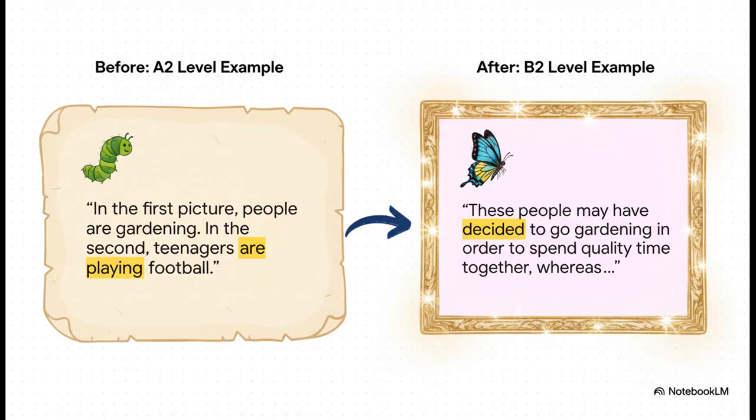And this example makes the difference crystal clear. The before is just a simple A2 level statement of fact. But look at the after. It completely transforms it. It's speculating on the reasons for the activities using may have decided and in order to. It's directly comparing the 2 scenes using whereas. See? It's doing 3 things at once. Describing, comparing, and answering the question. That's efficiency.